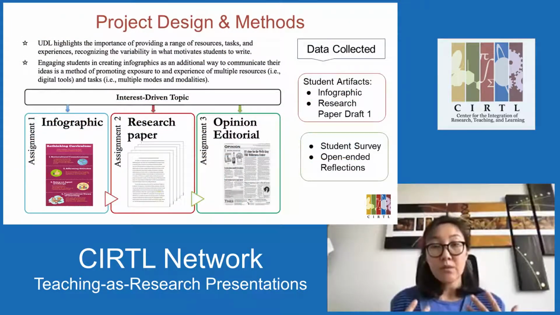This undergraduate writing course draws on the universal design for learning, highlighting the importance of providing a range of resources, tasks, and experiences, recognizing the variability in what motivates students to write. It also integrates a multimodal way of communicating, engaging students in creating infographics as an additional way to communicate their ideas, a method of promoting exposure to and experiences of multiple resources, digital tools, and multiple modes and modalities.